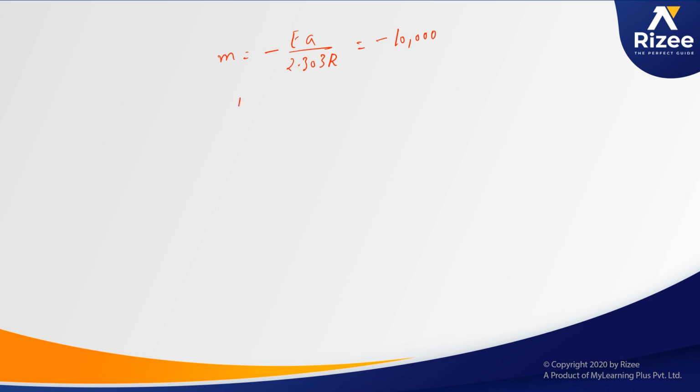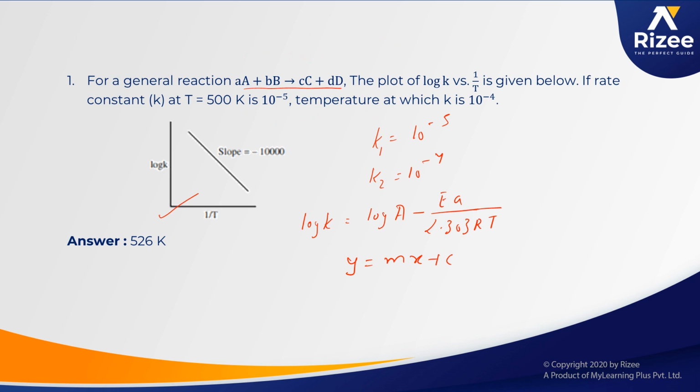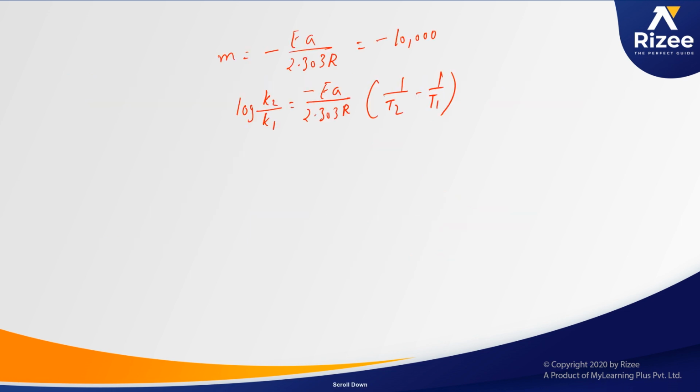Now we can apply the formula of log K2 by K1 is equal to minus of EA by 2.303 R into 1 by T2 minus 1 by T1. So using this formula we can substitute all the values: T1 is equal to 500 Kelvin, he has given, and K1 as 10 power of minus 5, and he is asking the value of T2 for which K is given as 10 power of minus 4. So if you substitute those values in this equation, you can find T2 is equal to 526 Kelvin. So you can solve this problem easily.